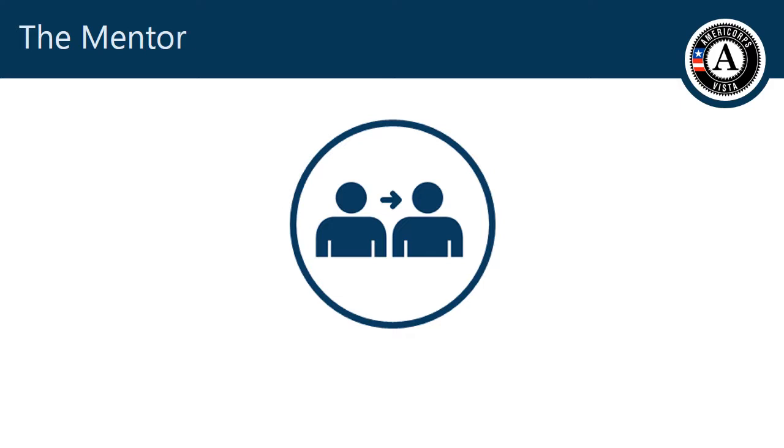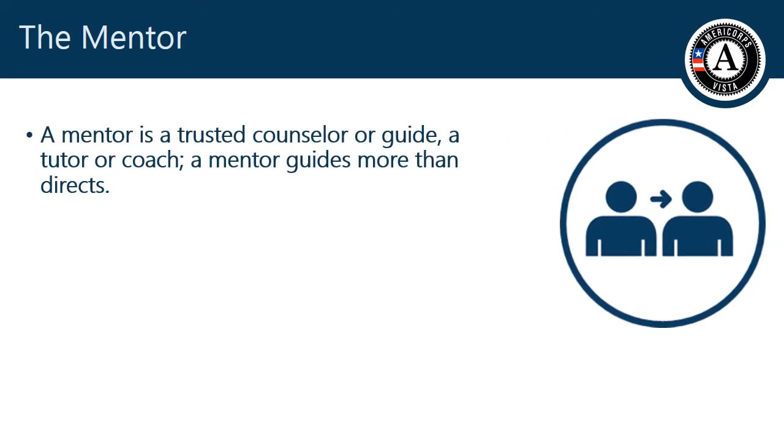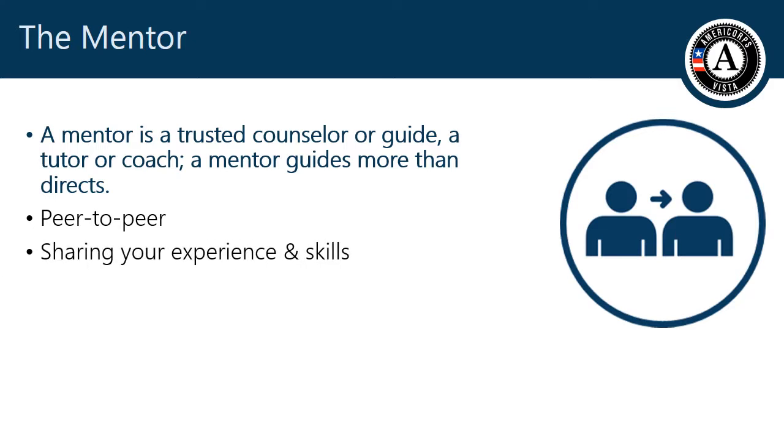The second leader role is the mentor. Mentors are trusted counselors or guides. They are tutors or coaches. It's important to remember that a successful mentor guides more than they direct. As a VISTA Leader in this role, you may develop a peer-to-peer mentoring relationship with VISTA members, or you may have more experience than your VISTA members and share new skills and information with them as their mentor. You might develop formal or more informal mentoring relationships depending on the needs of your individual VISTAs.